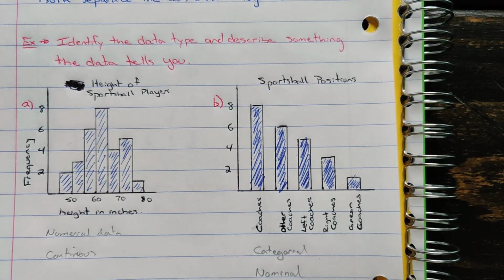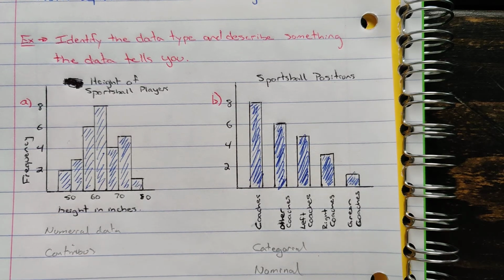If there was a hierarchy, if it was coach, assistant coach, but in terms of sports ball, which is a made-up game, then the different positions that players would have would not be ranked.